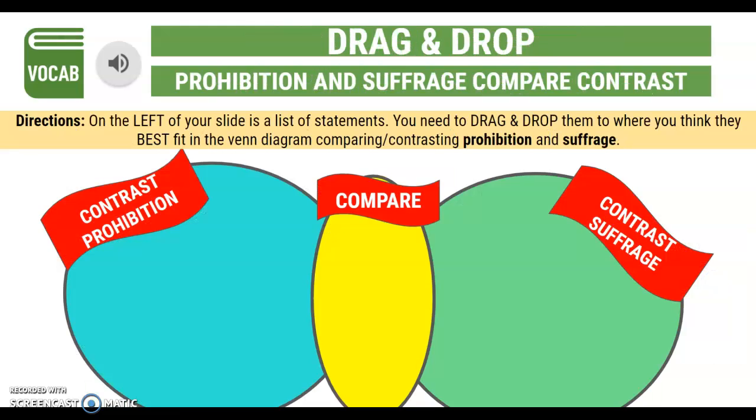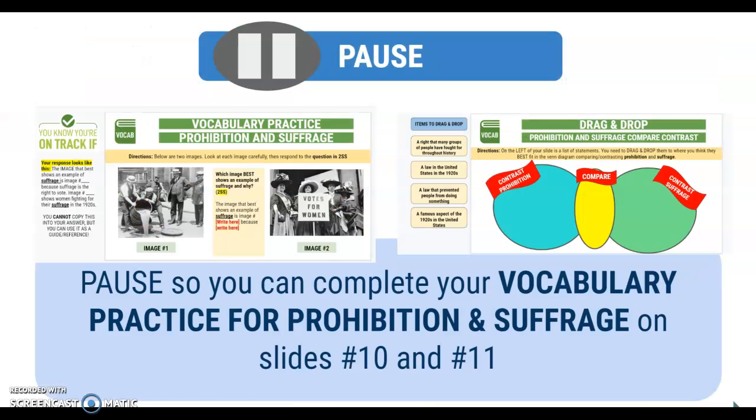Now that you've finished that vocab practice, we're going to do some drag and drop practice as well. On the left of your slide is a list of statements. You need to drag and drop them to where you think they best fit in the Venn diagram, comparing and contrasting prohibition and suffrage. Go ahead and pause so you can complete your vocab practice for prohibition and suffrage on slides 10 and 11.